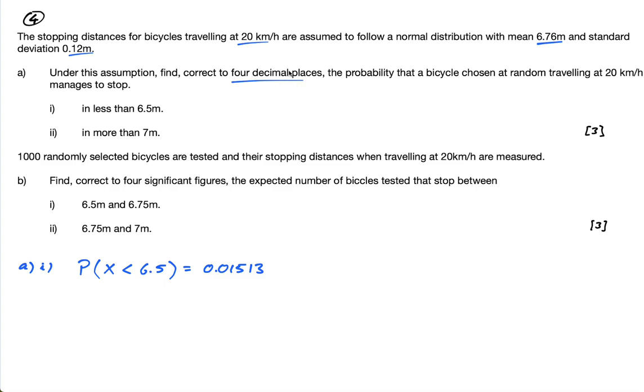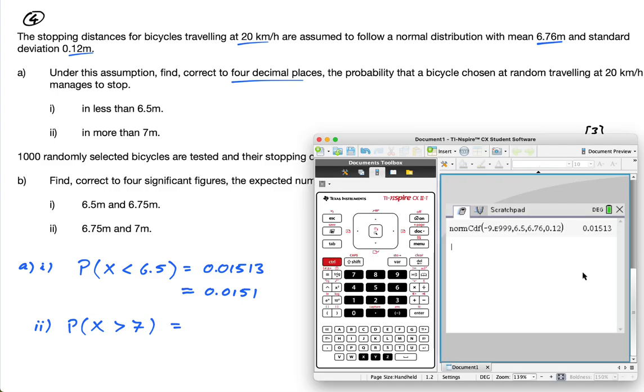He says find correct to 4 decimal places. So guys, you have to go with 0.1234. That's 4 decimal places. Next, more than 7 meters. That's the probability that x is bigger than 7. Okay, same thing.